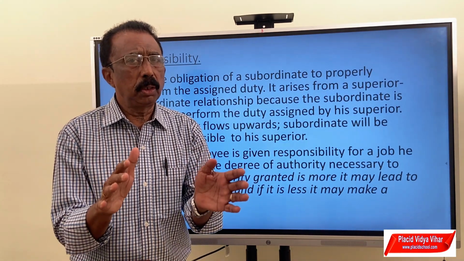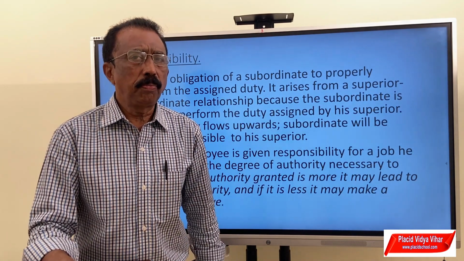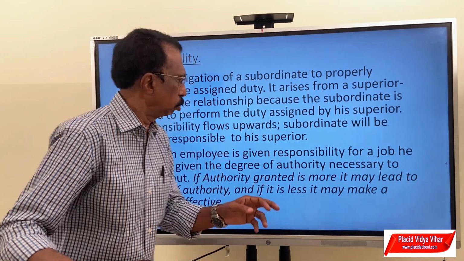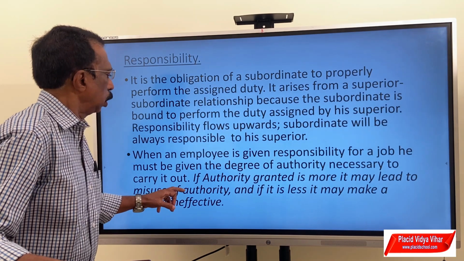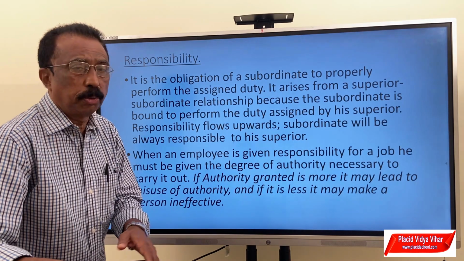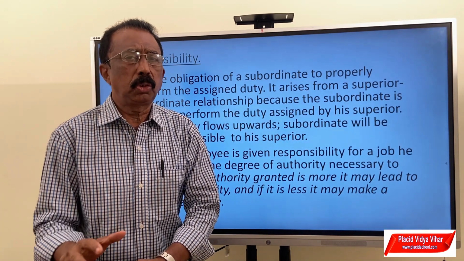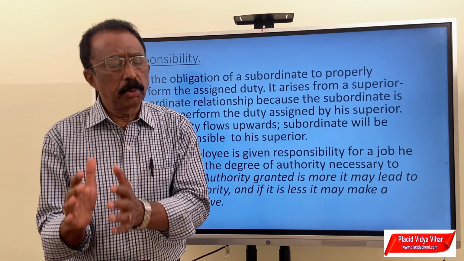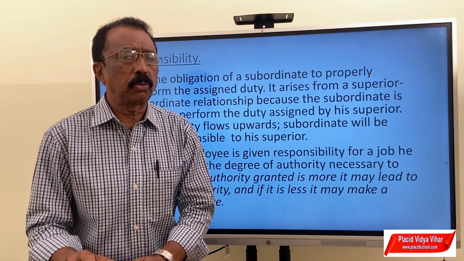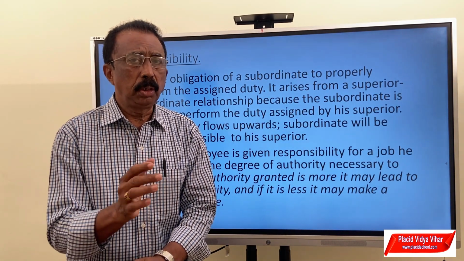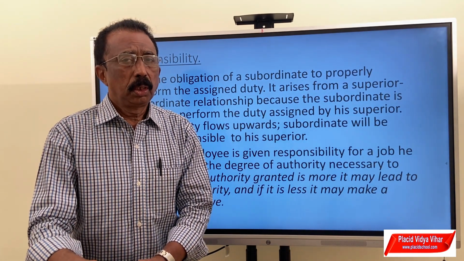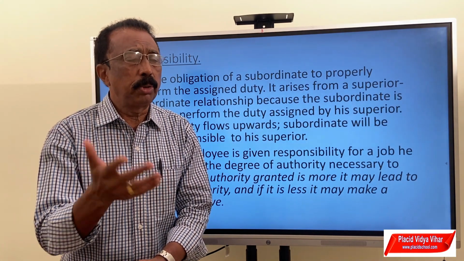So, the subordinate must be given equal authority which is necessary to carry on his responsibility. Degree of authority necessary to carry it out. Then it has to be very carefully done. If authority granted is more, I told you I am coming to the class to teach business studies. I'm given the responsibility to teach, so I should be given equal authority to maintain discipline and take the class. But one thing is very important, the authority given to me should not be more than what is required. If the principal says we can take any action, I may misuse that one.